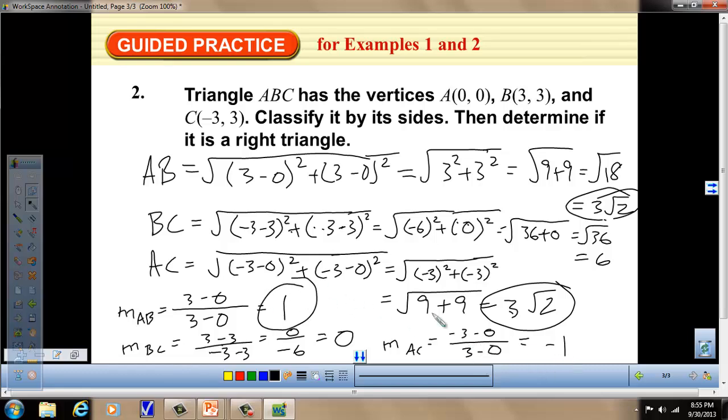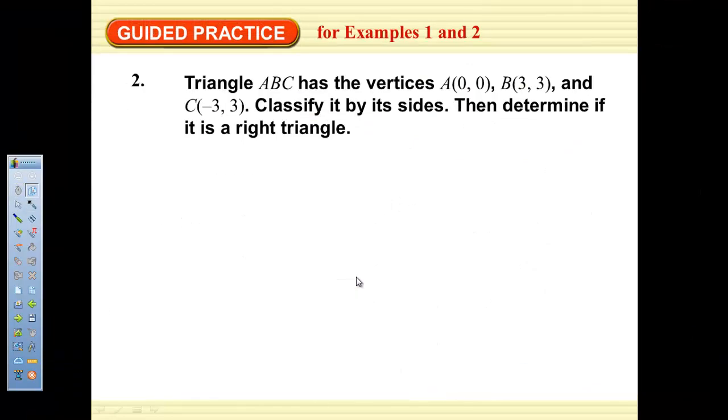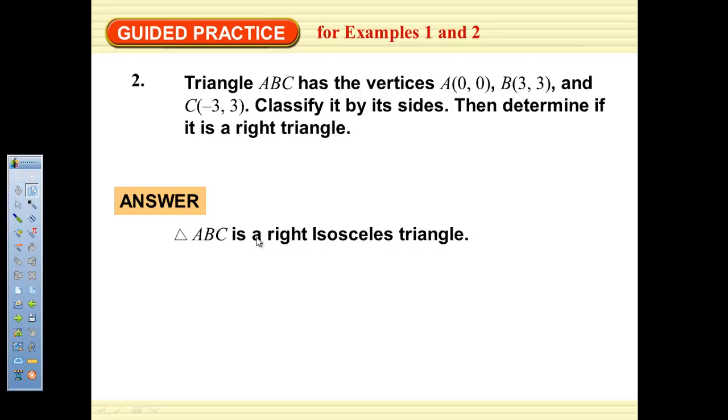If you notice, these two lines are perpendicular because they're opposite reciprocals. So therefore, there is a right angle and it is a right triangle. And therefore, we can say that it's an isosceles right triangle because two sides are the same, making it isosceles, and two slopes are opposite reciprocals, so that makes it a right triangle. So it's a right isosceles triangle. And that's it. Thanks.